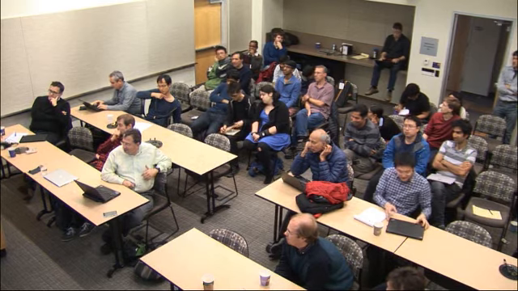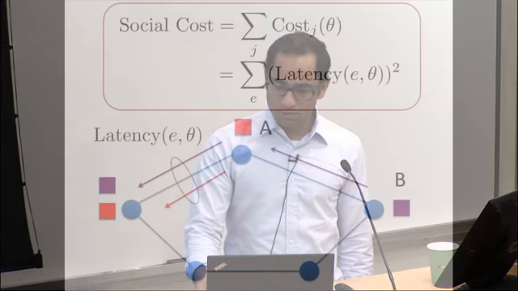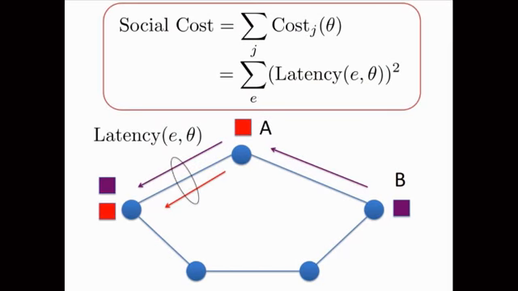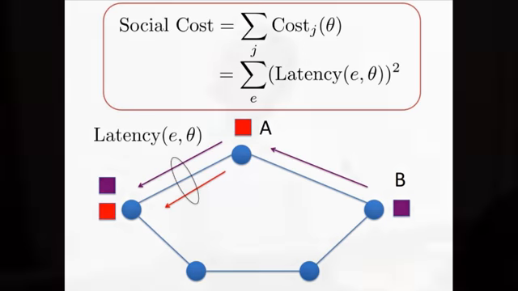In particular, I'm not bounding the price of stability. I'm in fact bounding the price of anarchy. Okay, so to help me write the convex program, let's make a small observation which is very simple.